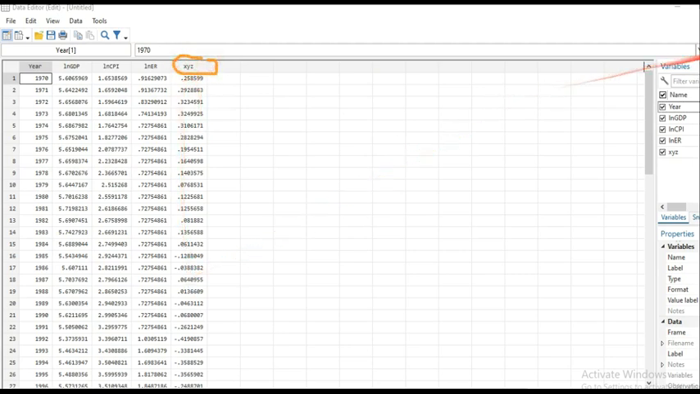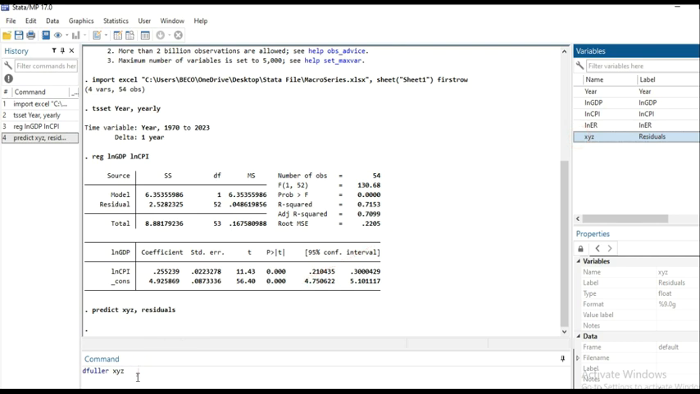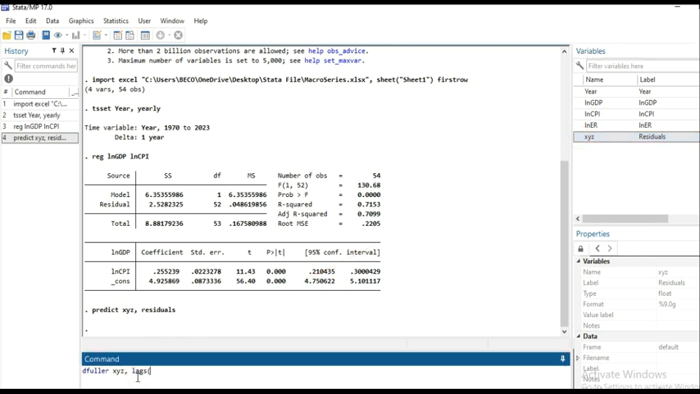This XYZ is the residuals extracted from the long-run model. Just after extracting these residuals, we are expected to test for the stationarity of these predicted residuals using the augmented Dickey-Fuller test. To do that, use this command, dfuller, click on the residuals indicator, that is XYZ, then use, I'm using an arbitrary lag, that's one.